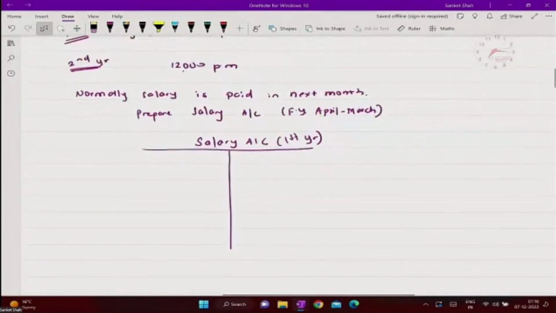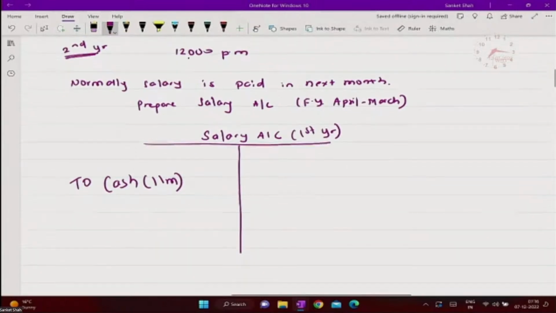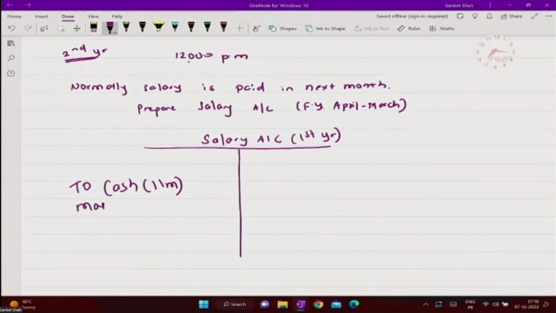See, beta, first year. So you are going to pay salary only of 11 months. How many months, beta? Yes, beta. To cash 11 months. How 11 months? Because you are going to pay from May to March. In April month, you are not going to pay anything. Okay. So May to March, you are going to pay salary for. So this is payment.